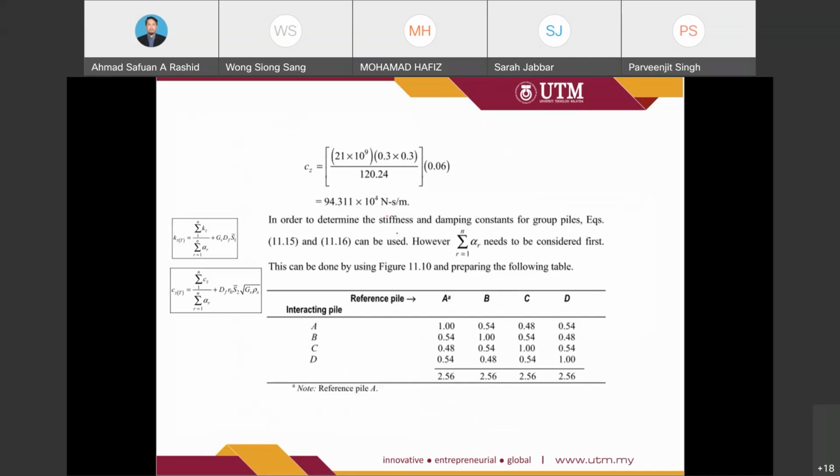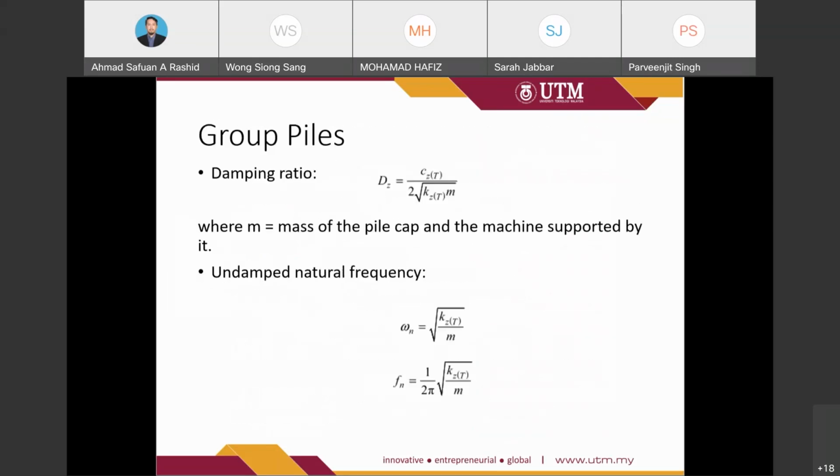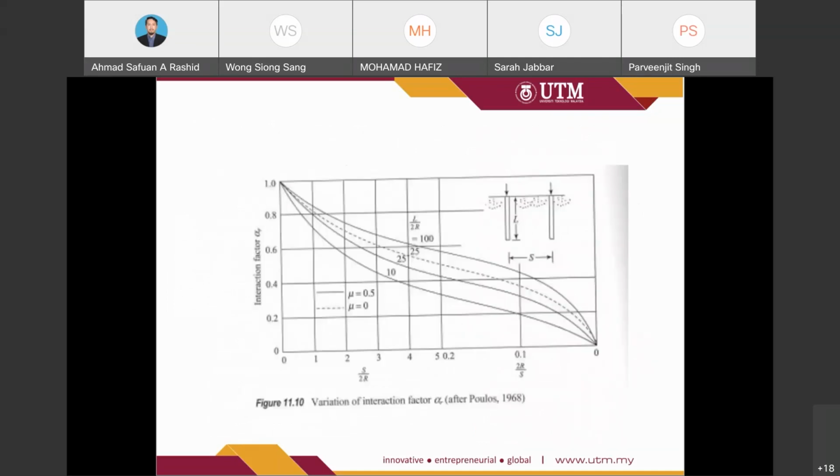In order to determine the stiffness and damping constant for group pile, equations 11.15 and 11.16 can be used. However, the alpha R needs to be considered first. This can be done by using figure 11.10, which is this one. We may use this figure to determine what will be the alpha R.